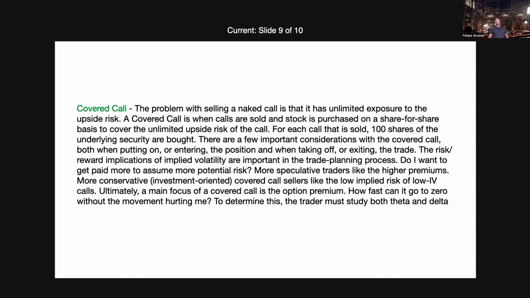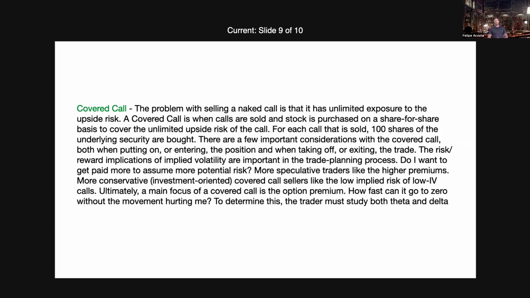There are a few important considerations with the covered call, both when putting on or entering the position and when taking off or exiting the trade. So those are option lingo, putting on and taking off. The risk reward implication of implied volatility is important in the trade planning process. Do I want to get paid more to assume more potential risk? It's a question you should be asking.